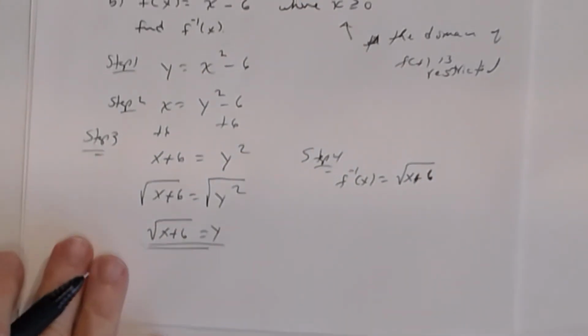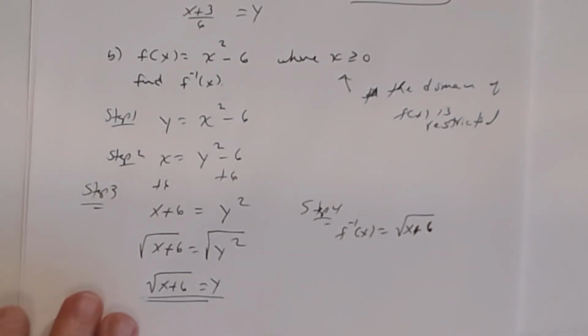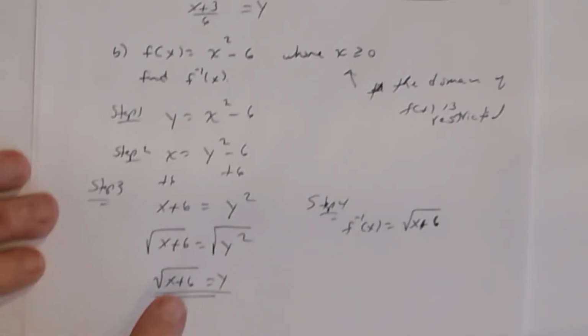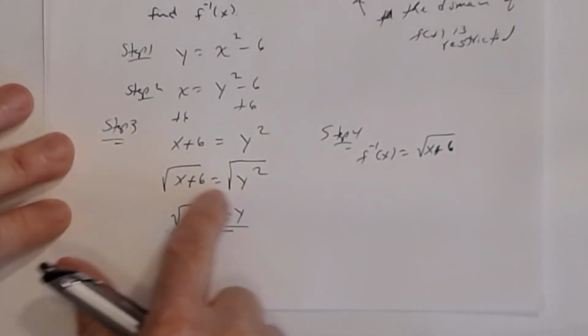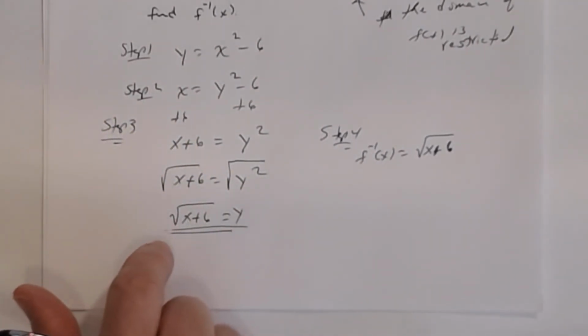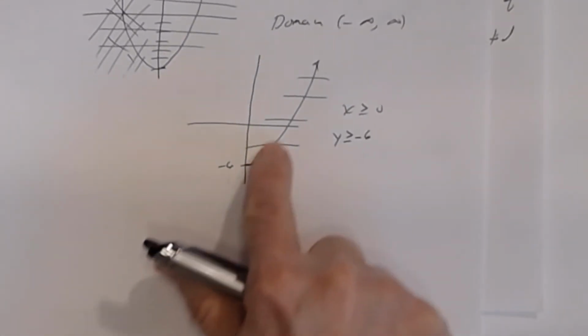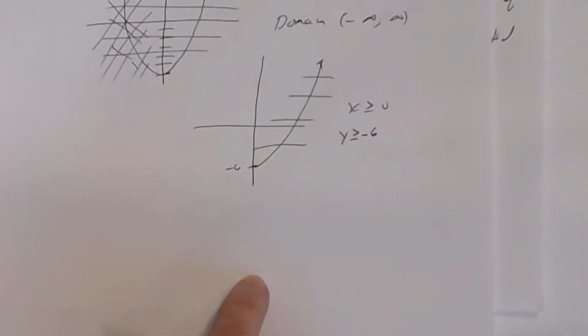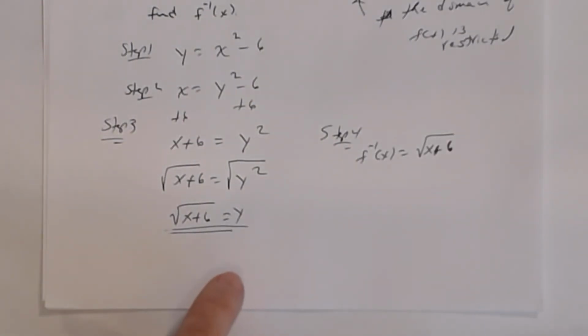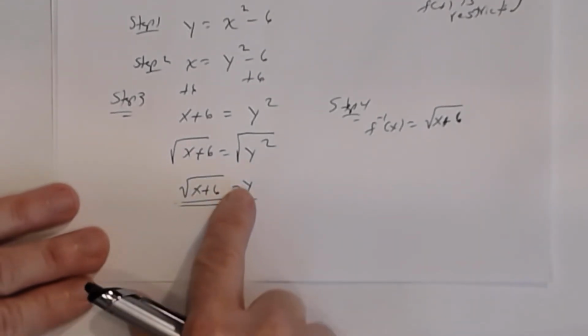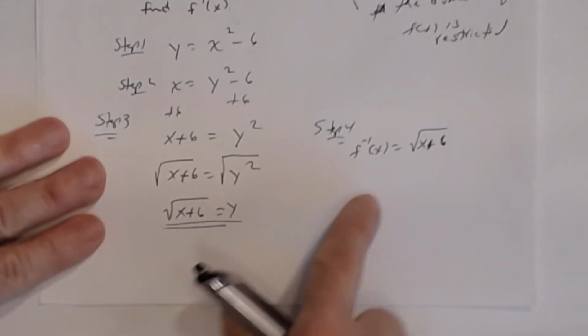All right, so now that one was a little bit more difficult than the previous one, because at this point, many of you would have said plus or minus, and it's not plus or minus, for the reason that the domain was restricted. So you got to be careful with that. All right. Okay. So there's the answer to that one.